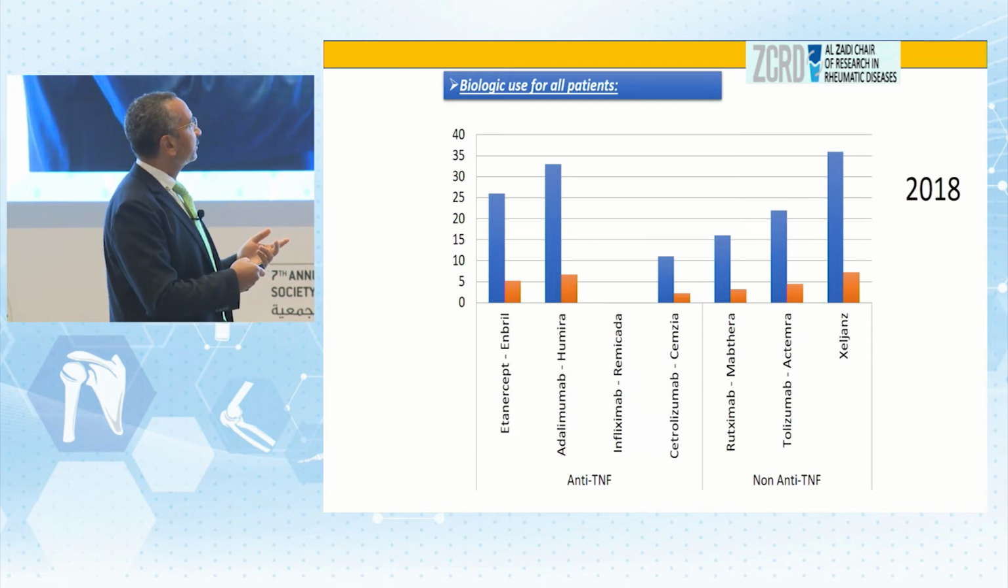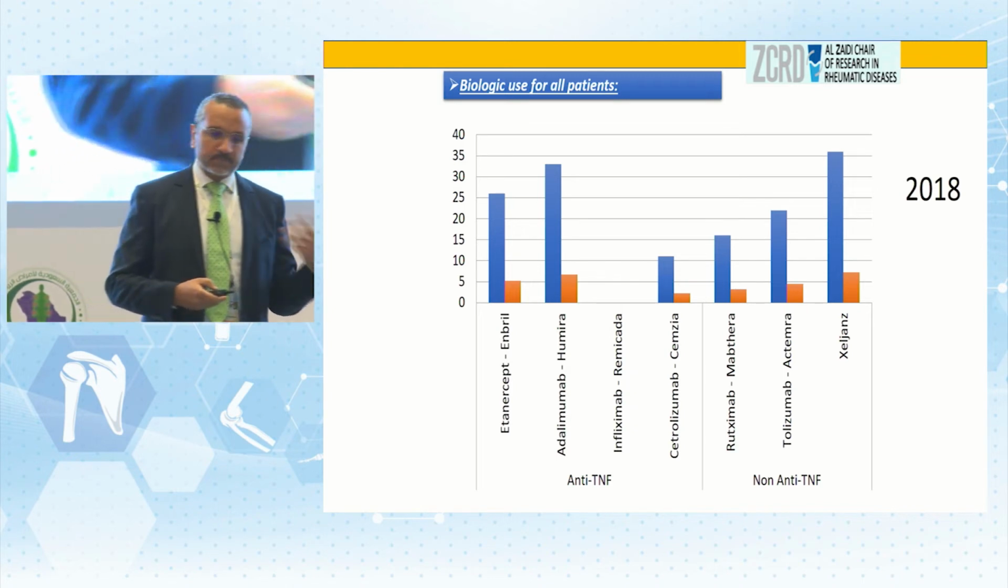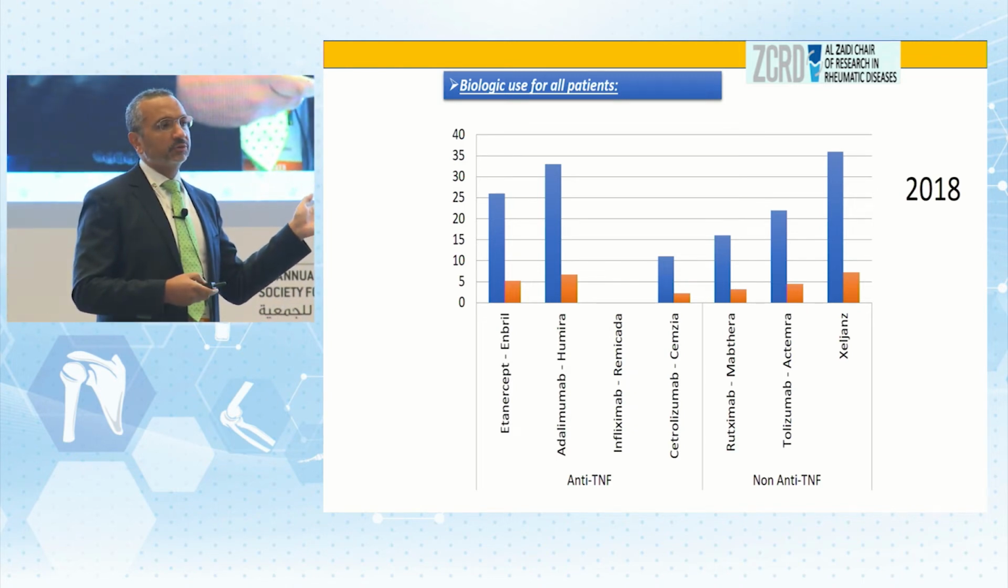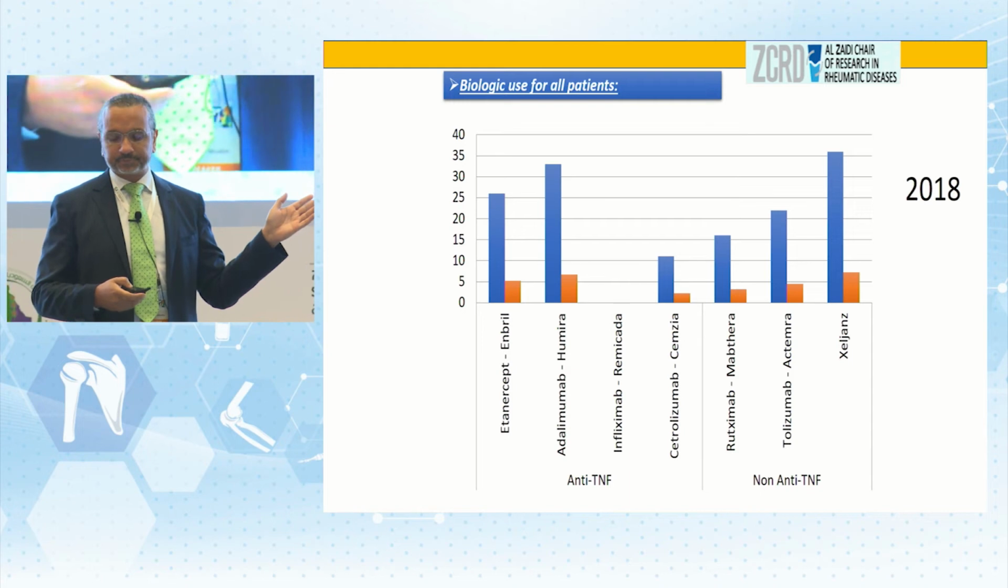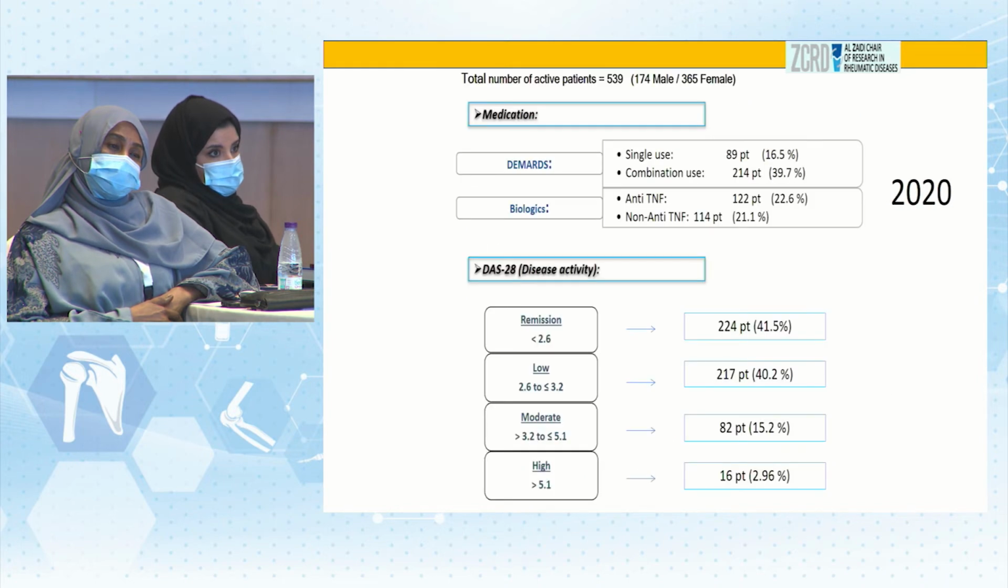35 patients in comparison to 32 and 25. So within 2 years, tofacitinib overrode the prescription for anti-TNF alpha. And in 2020, we did this analysis a few months ago. Most of our patients are right now still getting tofacitinib.